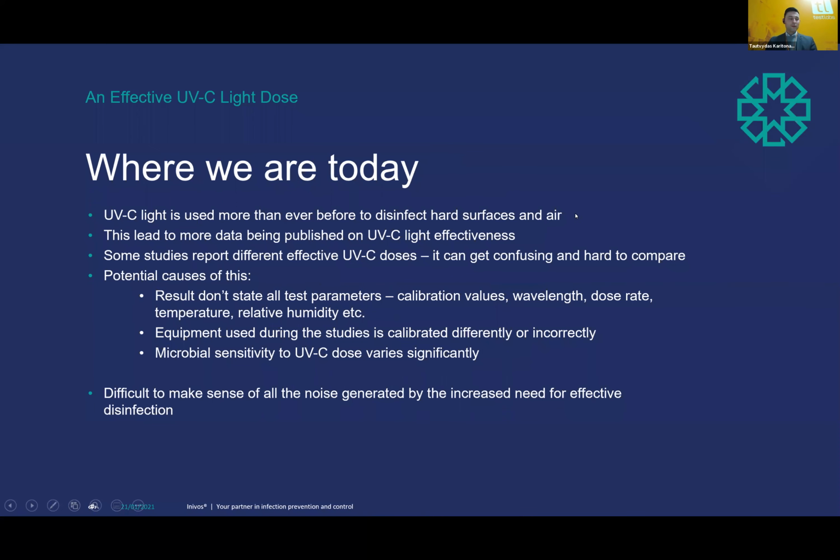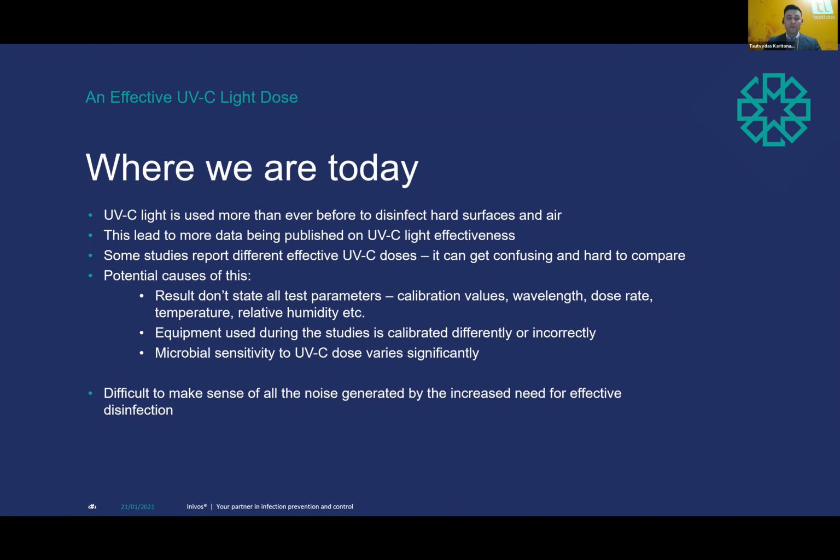Thanks, Enrico. I think it's really interesting information. And I'm trying to summarize where we are today. I think it's fair to say that UVC light is used more than ever to disinfect hard surfaces and air. That's the feedback we're getting. That has clearly led to more data being published on UVC light effectiveness and how UVC technology is being employed to try and deal with the immediate problem. Clearly, we have a global pandemic and there's a lot more data suggesting different doses.